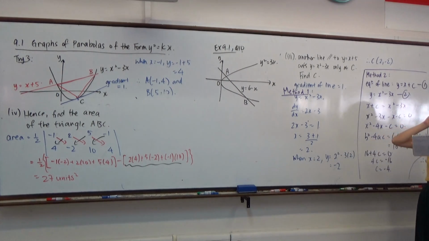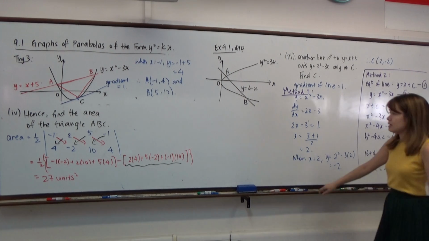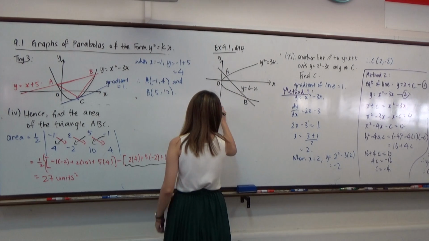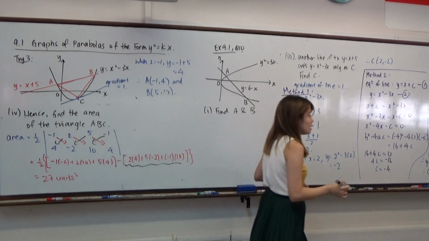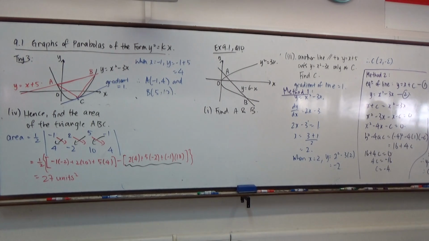Okay, so in this case, we are given a parabola y squared equals 3x. Then we are told that it meets the line y equals 6 minus x at the points A and B. We want to first find out what the coordinates of A and B are. Could you all very quickly find out the coordinates of A and B?